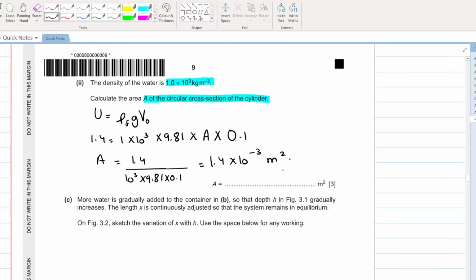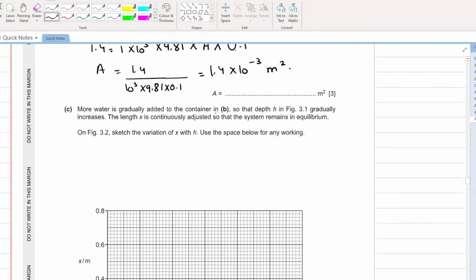Nothing complicated. More water is gradually added to the container in B, so that the depth in H is gradually increased. The length x is continuously adjusted so that the system remains in equilibrium. Just realize what is happening. If you can visualize in physics what is happening, everything gets easy.